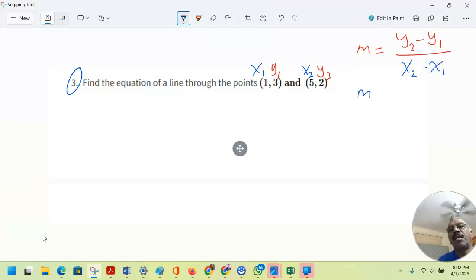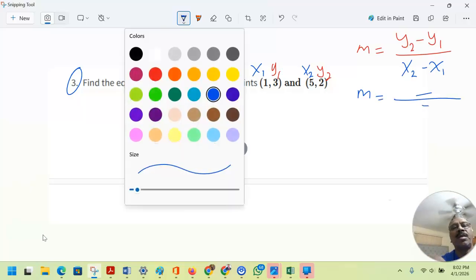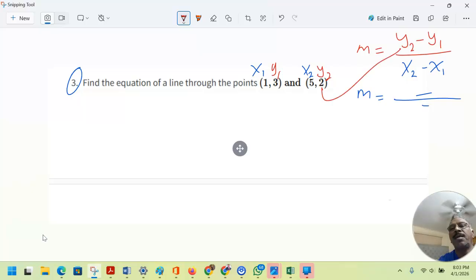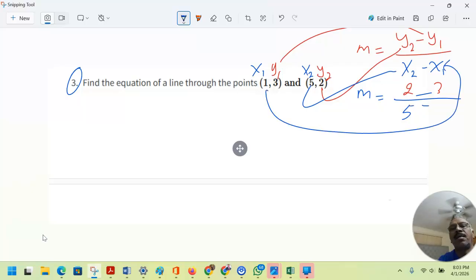And then plug in the numbers, and the numbers are the red ones. Which are the red ones? You have put 2 here, so that's 2. And this will go here, that is 3. And the bottom will be the 5 here and the 1 here, which is 1 here. So that will give you minus 1 over 4. So that's the slope, see?